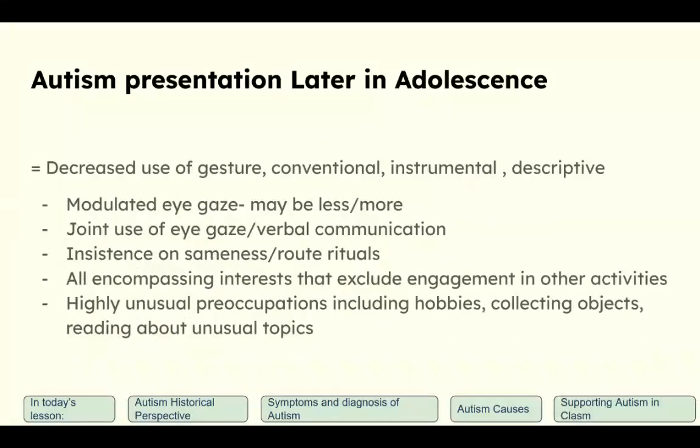Later in adolescence, there might be decreased use of gesture and conventional, instrumental eye gaze. There may be more eye contact than is necessary. There may be insistence on routine and rituals and fixation on occupations, including hobbies, collecting objects, reading about unusual topics, etc., and nothing else.